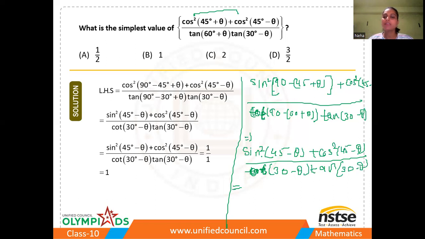Correct? So now in the numerator, we have sin square theta plus cos square theta, which equals 1. Right? And tan theta and cot theta, these two are opposite to each other. That means they will cancel out each other. So it again becomes 1. So 1 by 1, this is 1. 1 is your right answer. Option B. That's it. The question is done, right? Recall the formulas of complementary angles and you can solve your question very easily.